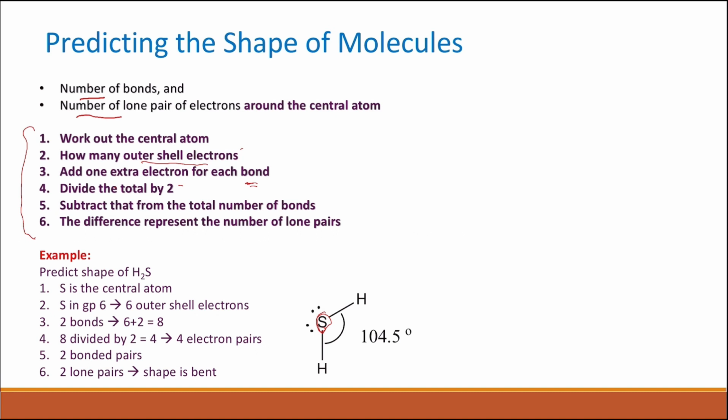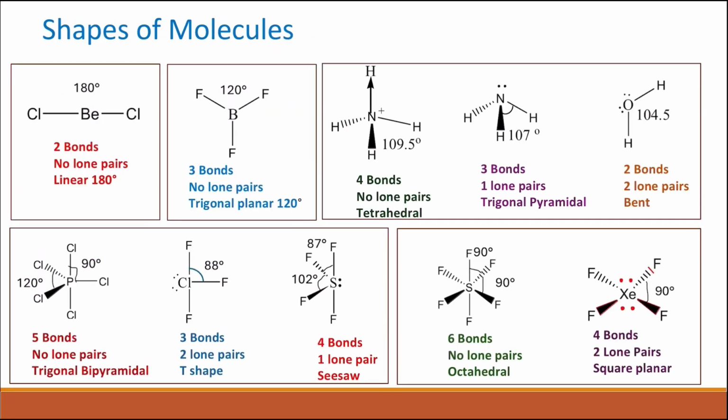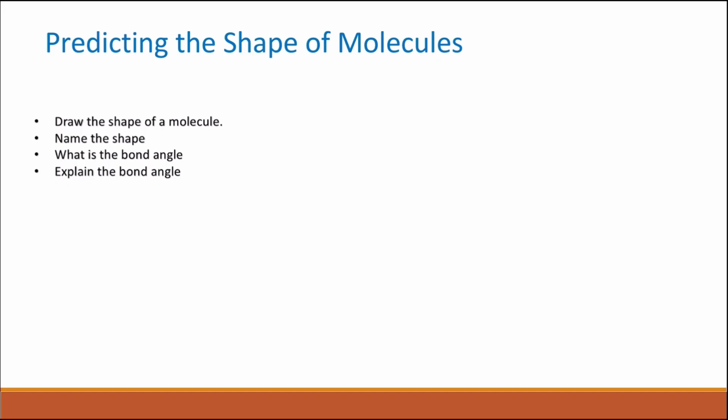So once you find this, you can use the list of the different shapes here, depending on the number of bonds and the number of lone pairs, to find the shape and the bond angle. So the typical questions: draw the shape of a particular molecule, name that shape, what is the bond angle, and explain the bond angle. When you explain the bond angle, you have to refer to the repulsion between the lone pairs is greater than the repulsion between the lone pair and bonding pair, which is greater than the repulsion between bonding pairs.